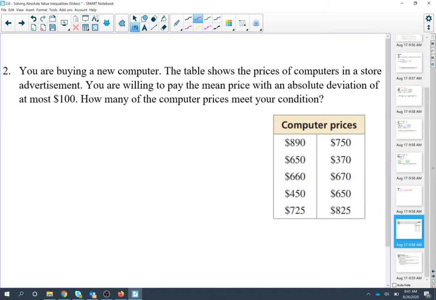Number 2, you are buying a new computer. The table of values shows the prices of computers in a store advertisement. You are willing to pay the mean price with an absolute deviation of at most $100. How many of the computer prices meet your condition? So we have all of our computer prices over here, and you're willing to pay within essentially a certain range of prices for the computer that you want.